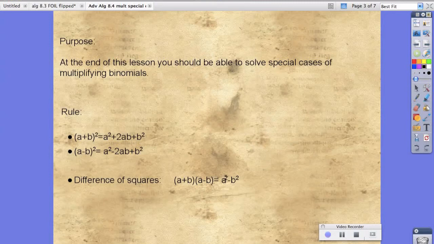The first one is if you have some number a or b, so a plus b, and you take that quantity and square it. When you do that you can easily simplify it to a squared plus 2 times ab plus b squared. And the second one is a minus b quantity squared.